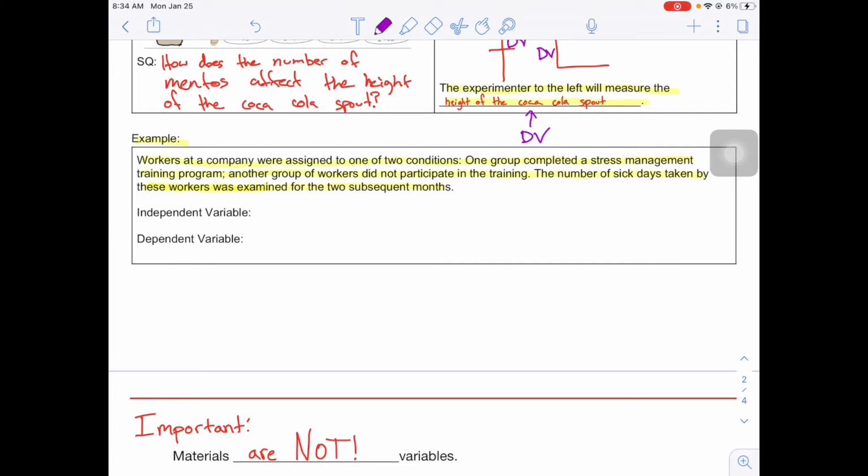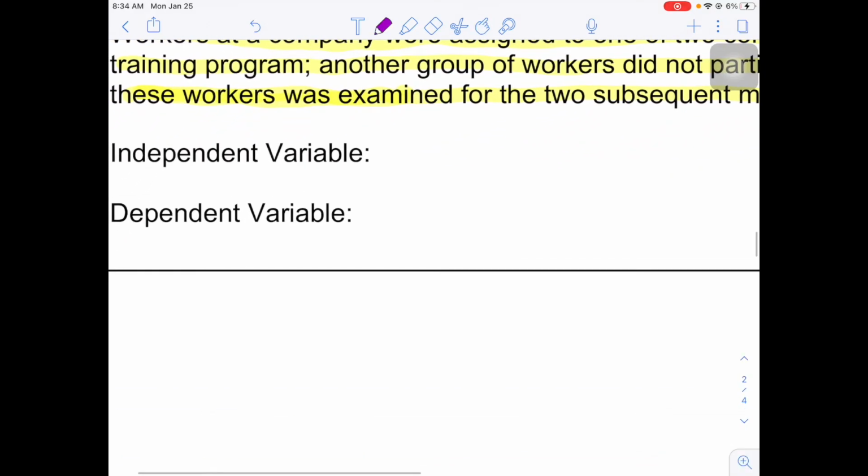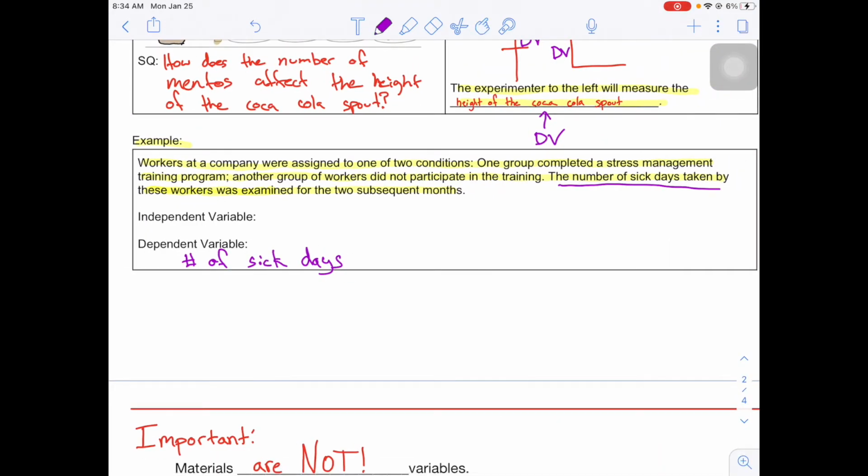All right, if you're coming back to me after pausing the video and thinking about it, then you probably found the dependent variable first. It's the number of sick days taken by these workers. I'm happy that that's a number. It's quantifiable. It's the number of sick days. And then what's the independent variable? Well, it says here that one group completed a stress management training program and another group of workers did not participate in the training. So what did the experimenter change?